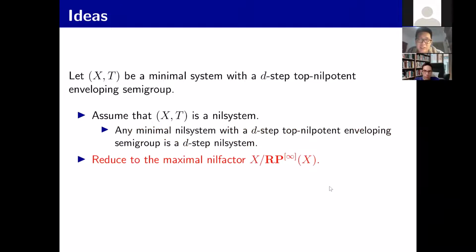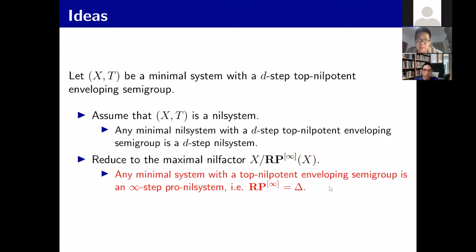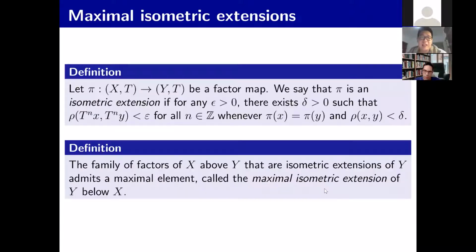And the second part is to reduce to the maximal nil factor, and this is to show that any minimal system with a top-nilpotent enveloping semigroup is an infinity-step pro-nil system. That is, the original proximal relation of infinity is trivial. Once we prove this, it can confirm the Donoso conjecture.